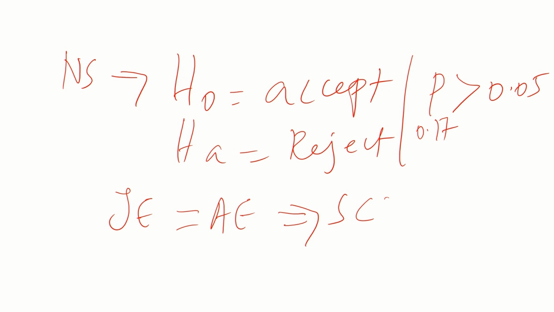If the t value is definitely less than 1.96, even less than 1, a very small t value, then it is not significant: the null hypothesis is accepted and the alternate hypothesis rejected. What conclusion should you give? Junior engineers and assistant engineers have the same level of stress coping skill.